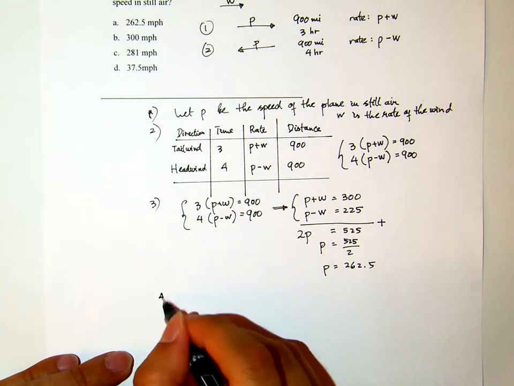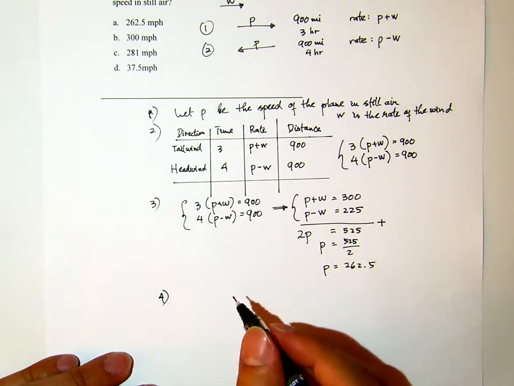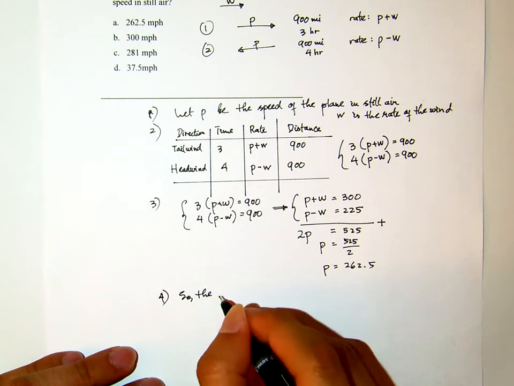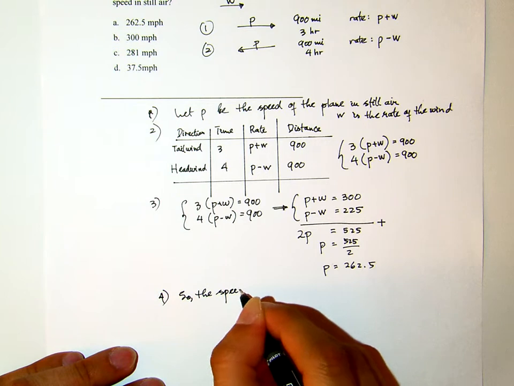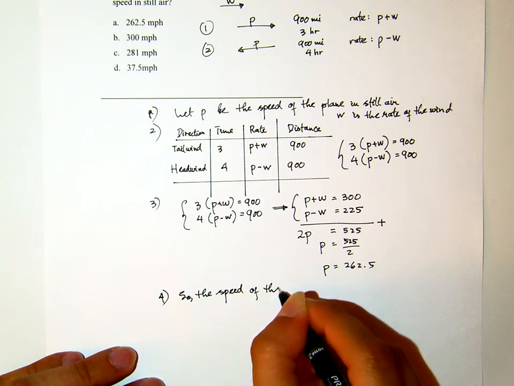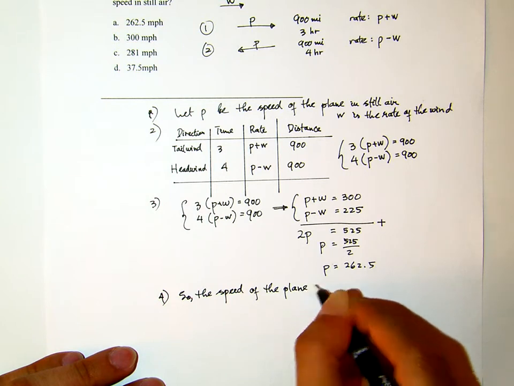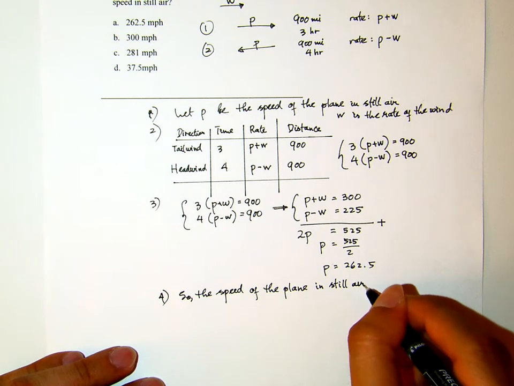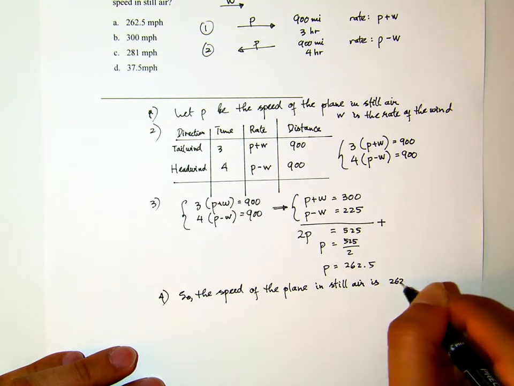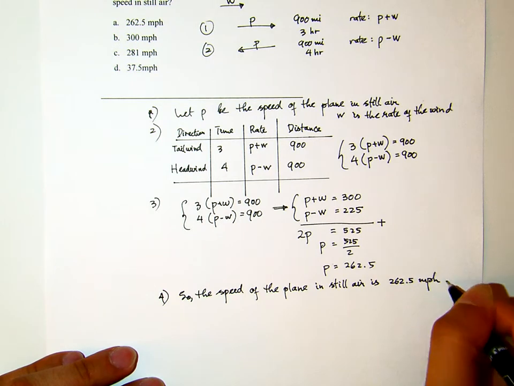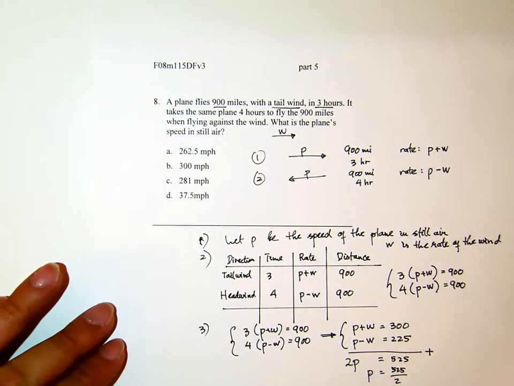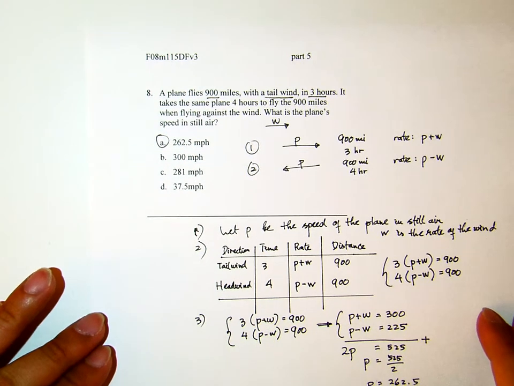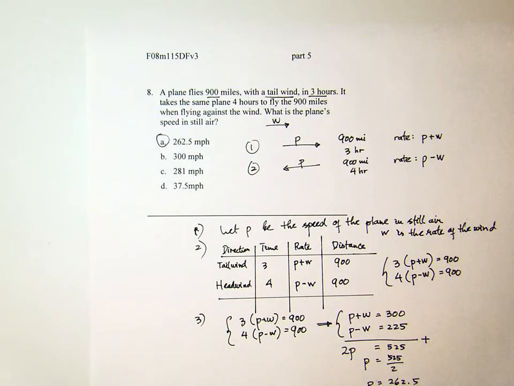Okay, which is not necessary in this multiple choice, but let me do it as if this is a free response question. So the speed of the plane in still air is 262.5 miles per hour. Okay, now if we look back, the answer is A. Now this is for 2008 Math 115 Department Final, version 3, number 8.